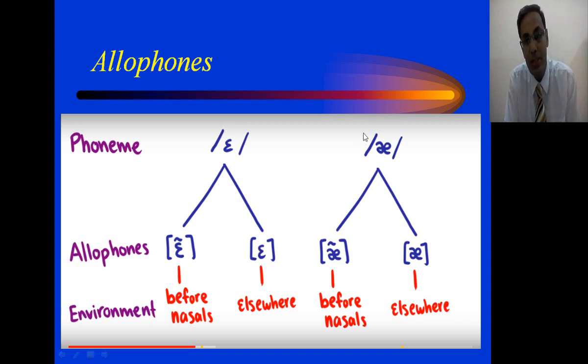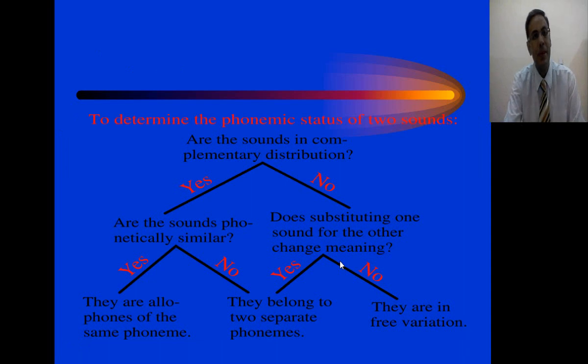The same here. Look at this phoneme. It has two versions, nasalized a and oral a. Of course, nasalized means they occur before nasals. So these are called different allophones, not different phonemes. To determine the phonemic status of two sounds, we have to ask ourselves: are the sounds in complementary distribution? If yes, we ask, are the sounds phonetically similar? If yes, they are allophones of the same phoneme. If no, they belong to different phonemes.